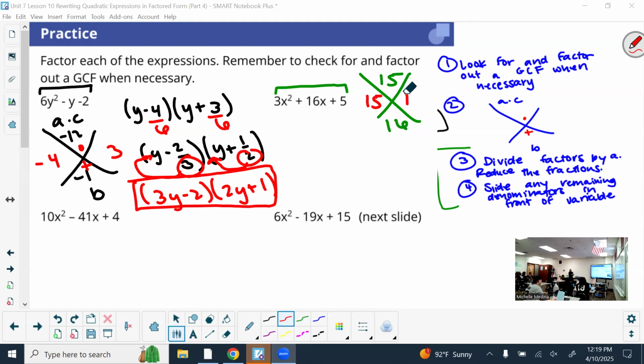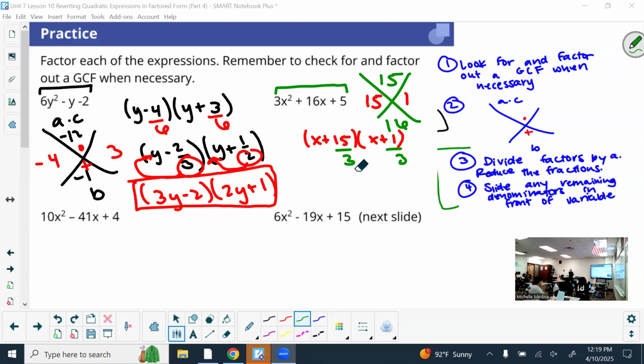All right, now normally we'd be done, but we're not, because if I write it like this, it doesn't multiply to give me 3x squared. So that's where you continue with the steps that I had you write down earlier. You need to divide the factors by A. What was my A in this? 3 is my A. So we divide our factors by our A.